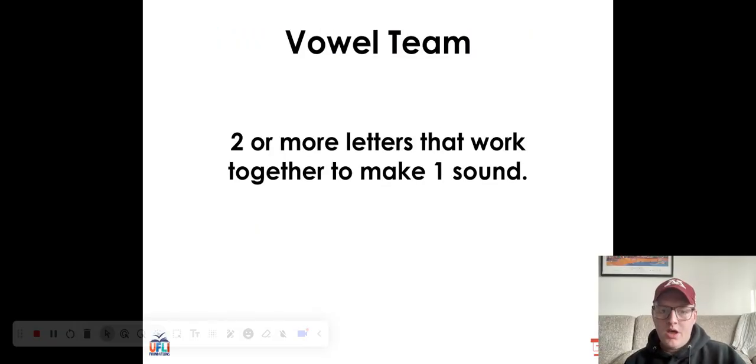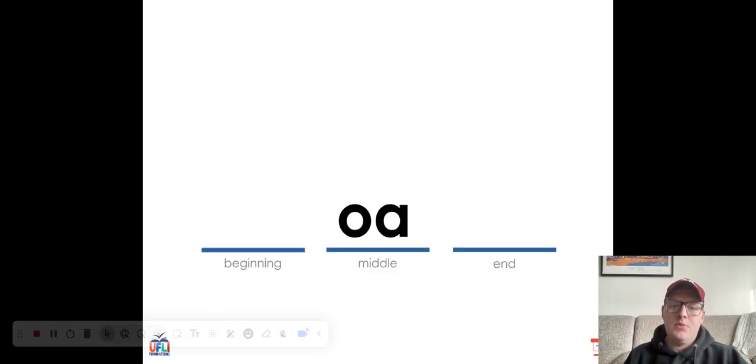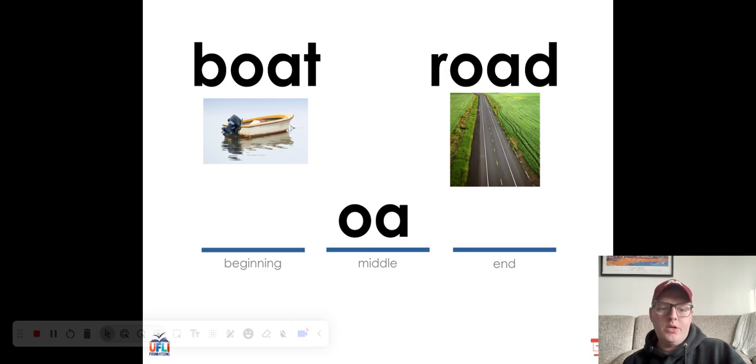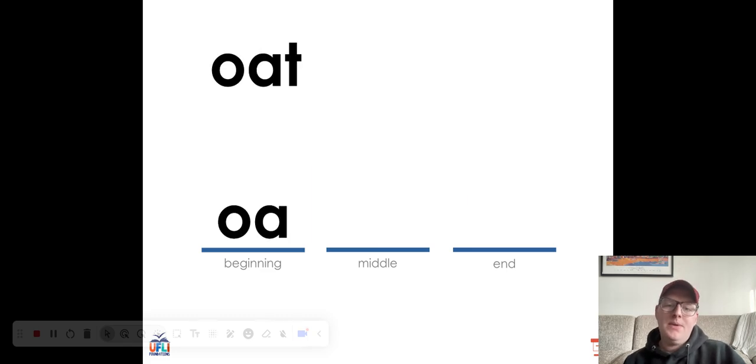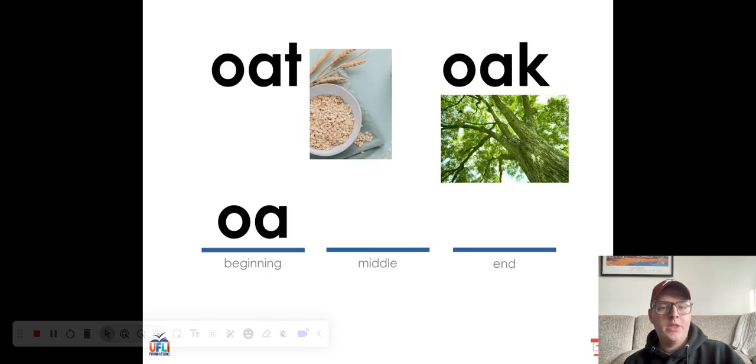So we know a vowel team is 2 or more letters that work together to make one sound. The first vowel team we learned in day 1 was OA. OA spells O in the middle of a word, like in the word boat or in the word road. OA can also come at the beginning, like in the word oat or the word oak. Okay, so we have that first vowel team.